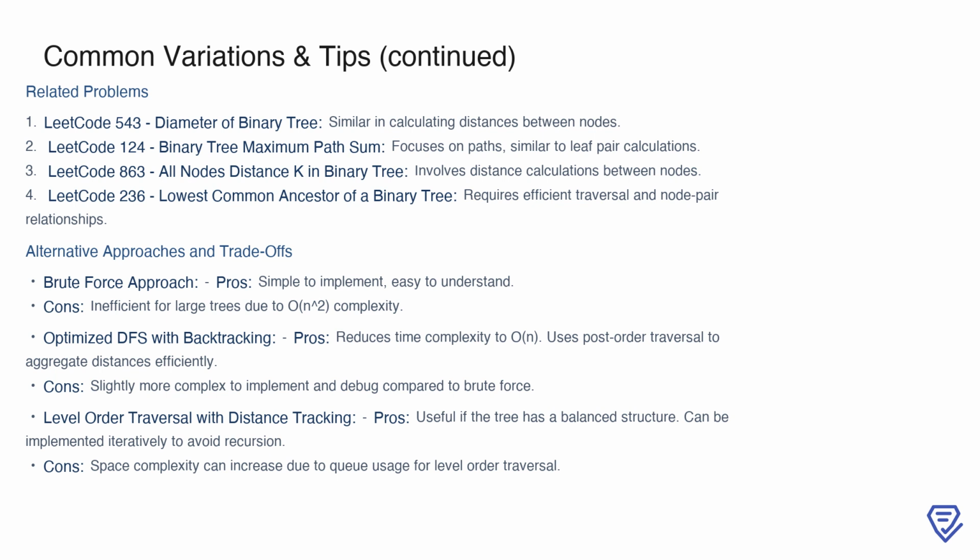Alternatively, level-order traversal with distance tracking can be a good choice, especially for balanced trees. This iterative approach avoids recursion but can increase space complexity due to the queue required for level-order processing. Each of these methods has its pros and cons, so choose the one that best fits the problem constraints and your familiarity with the techniques.